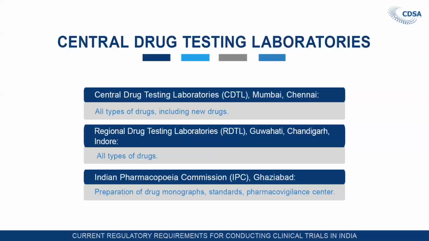The Indian Pharmacopoeia Commission is the laboratory at Ghaziabad, and this laboratory is mainly involved in preparation of drug monographs, and then it's a standard. The Pharmacovigilance Center is also available. This is the coordination center, and the publication of IP is also the responsibility of this Indian Pharmacopoeia Commission. Coming to the next slide.